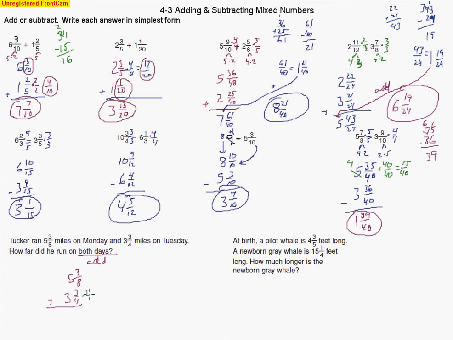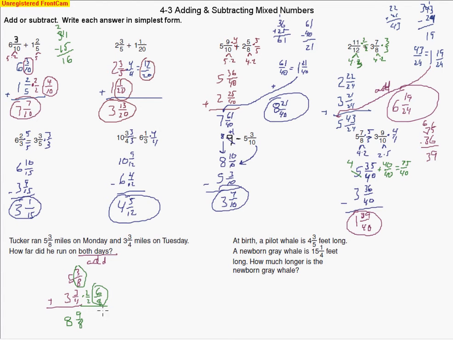So I'll multiply this by 2/2, so this makes 6/8. And now I can go ahead and add the two fractions together. So I have 5 plus 3 is 8. 3/8 and 6/8 makes 9/8. Well, we've got another improper fraction, so I need to go ahead and change this to a mixed number.